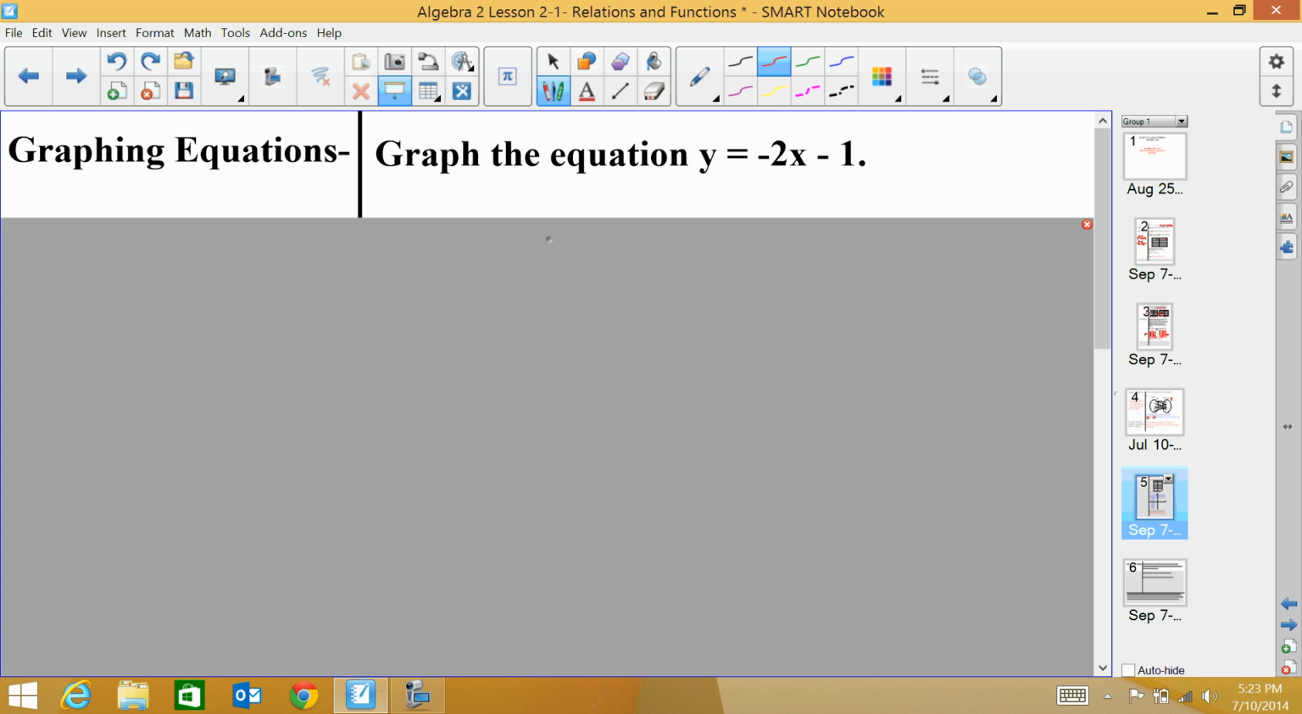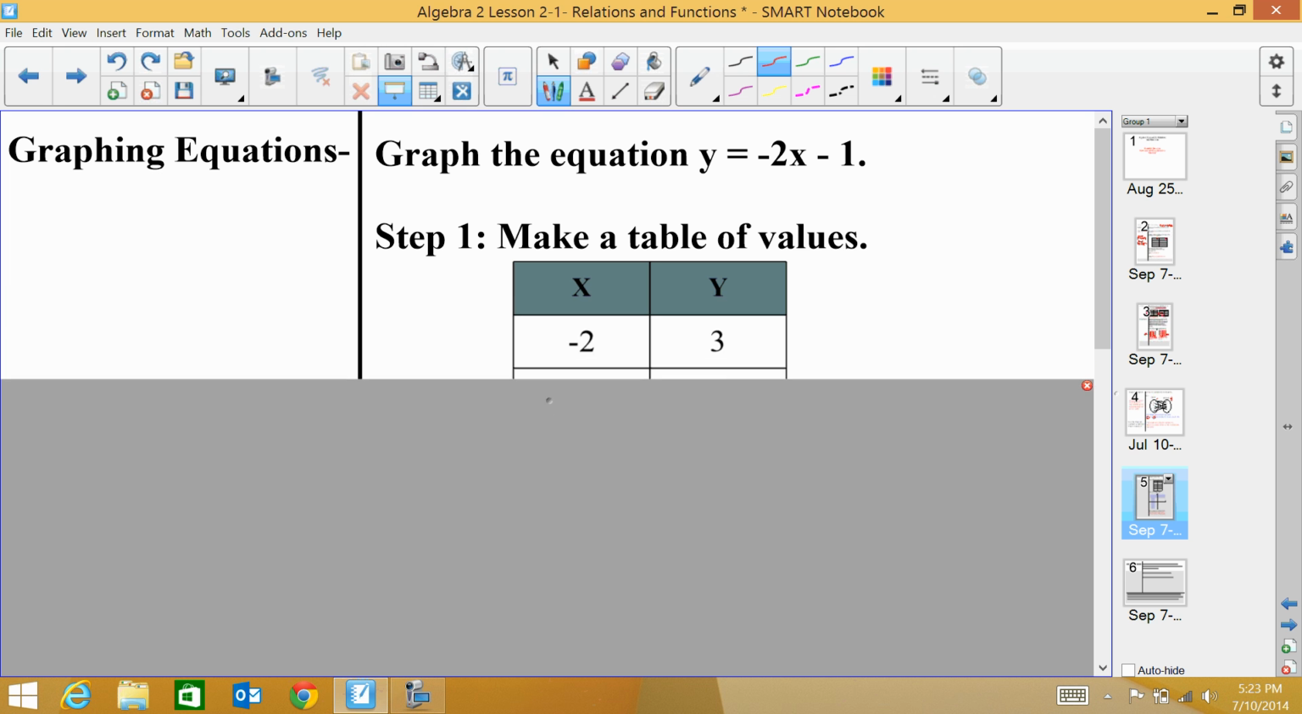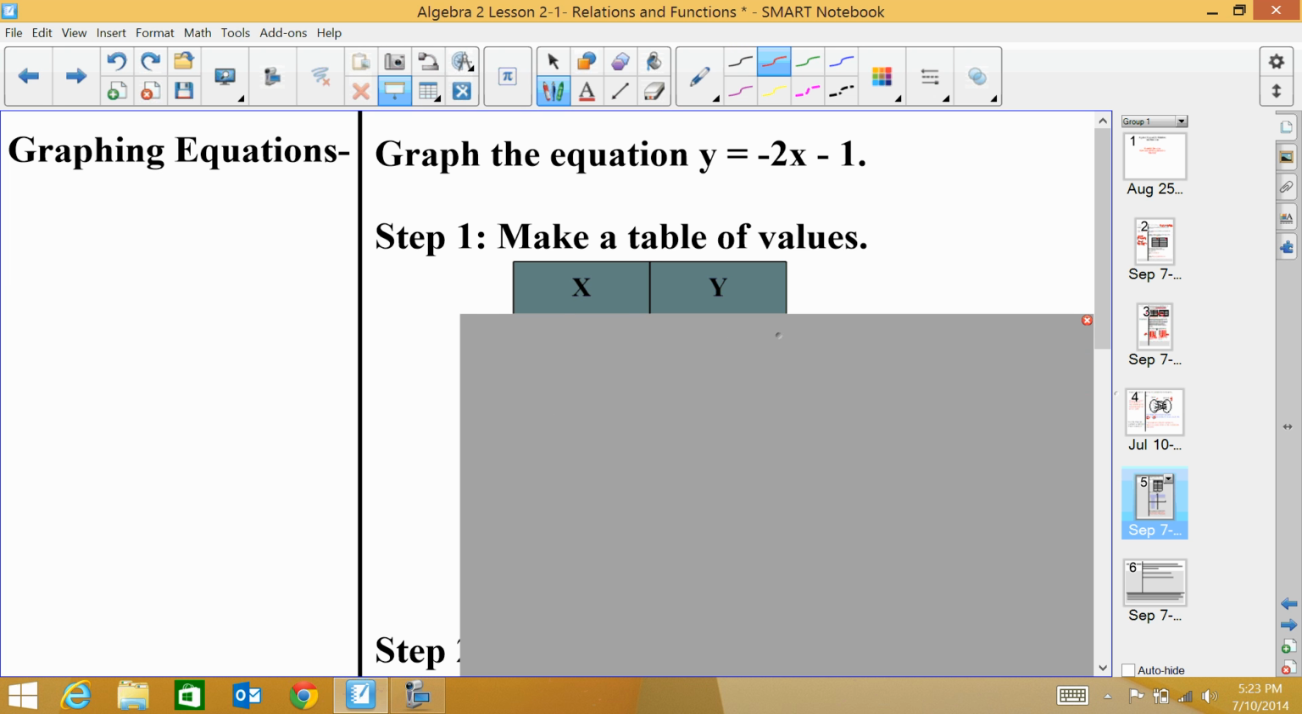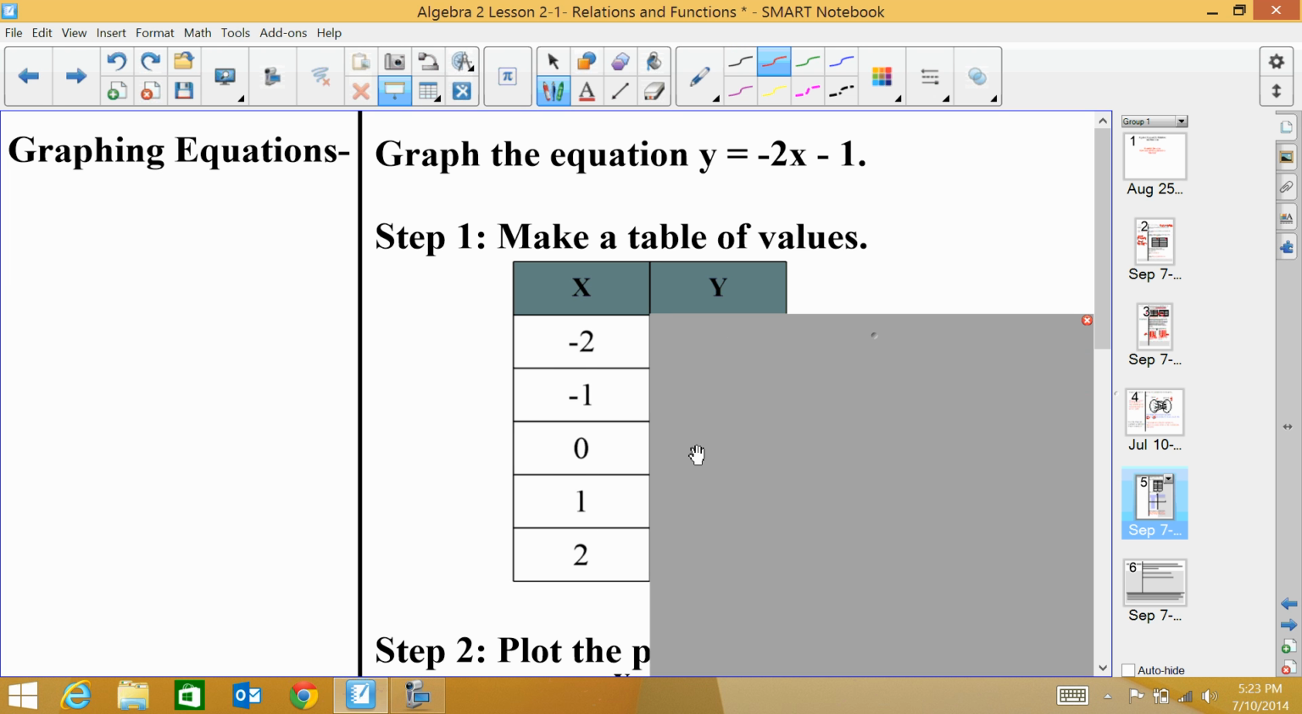So you can make a little chart, you can plug in any numbers you want for x, and then graph the points, always. So we're going to do just that. First, we're going to make a table of values. And I chose just some random numbers to plug in for x. But when I do this, I like to plug in negative numbers, 0, and positive numbers. That way I can see all the way across the graph and kind of get a feel of what my graph is going to look like.